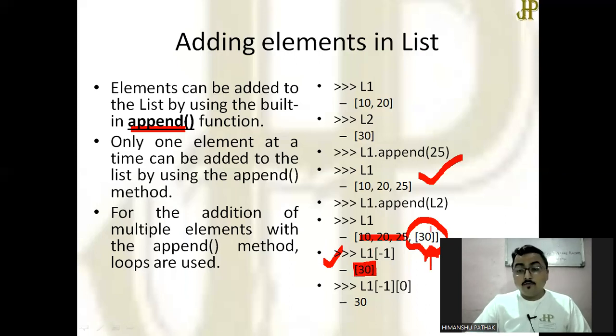But I want to fetch the value of that list, that is 30. So what is to be done? You have to work as a two-dimensional array. L1 on the 1th position, you have to fetch the list. Now I want at that list the 0th position. So it will print 30. This is a very important example. By using this, you can create a two-dimensional array in Python.